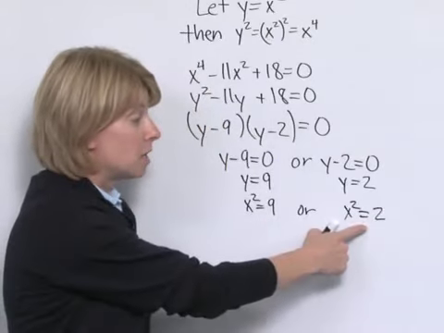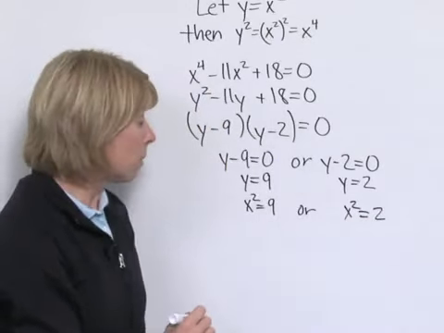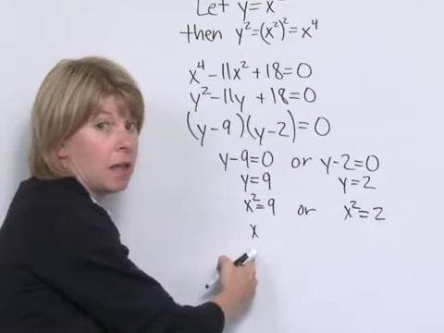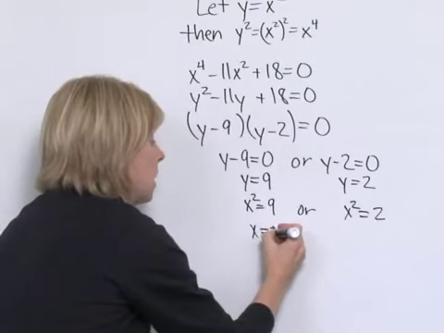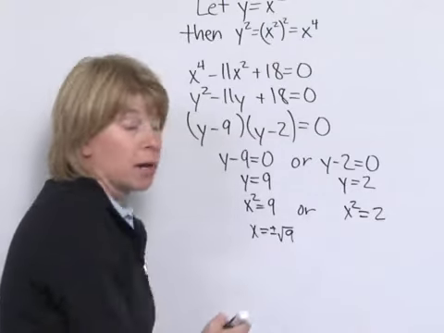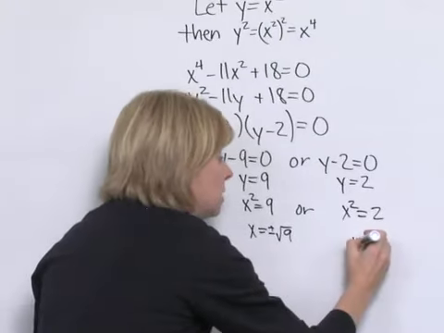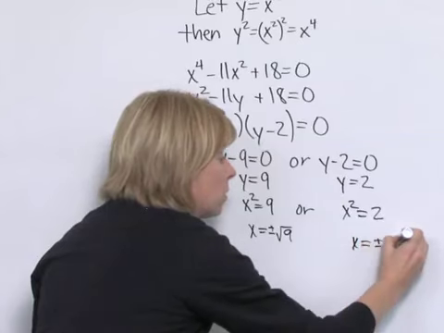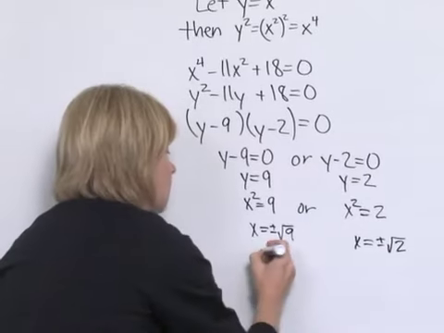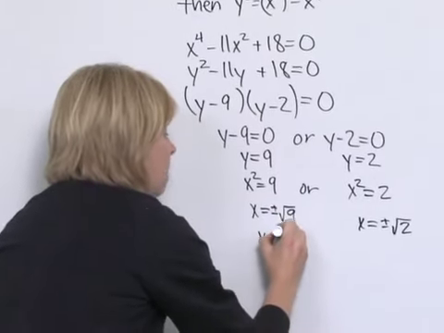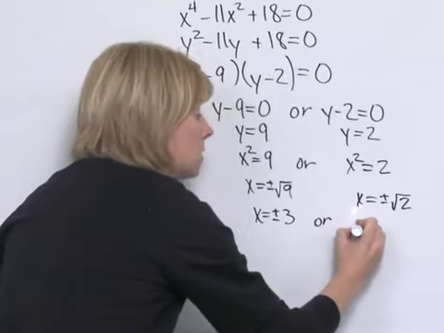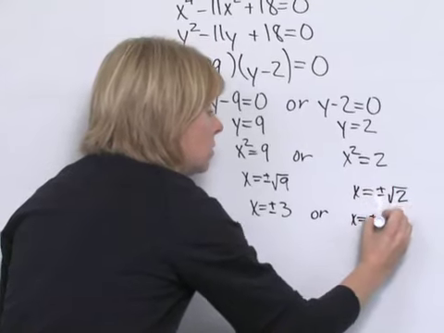And now I can solve each of these equations using the square root property, which says, in this case, if x squared equals 9, then x is equal to plus or minus the square root of 9. And here, x squared equals 2, the solution is x equals plus or minus the square root of 2. Here I can simplify the square root of 9 and say 3. So we have x is plus or minus 3, or x equals plus or minus the square root of 2.